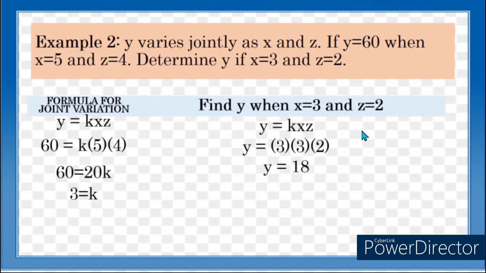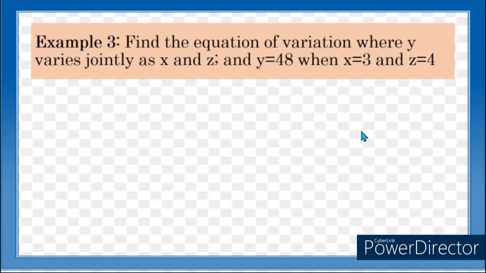Okay? Now let us proceed to example number 3. Find the equation of variation where y varies jointly as x and z, and the value of y here is equal to 48 and the value of x here is equal to 3 and z is equal to 4.